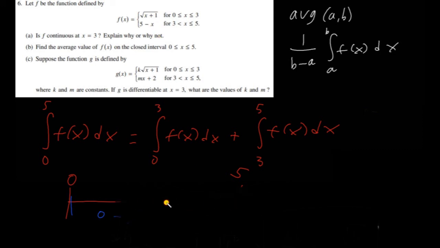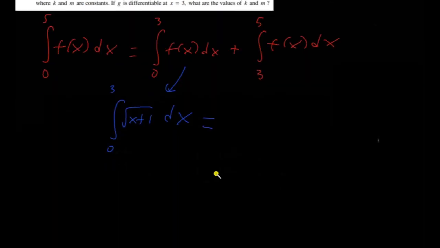So let me erase this, and we can solve these two integrals, right? Okay, so for the first one, we'll be integrating from 0 to 3 of the square root of x plus 1 dx. If we want, we can do a u substitution, but since the coefficient for the x term is 1, you don't really have to do a u substitution.